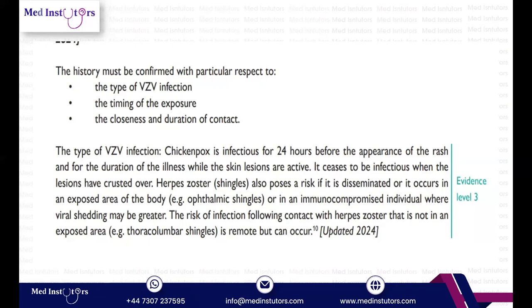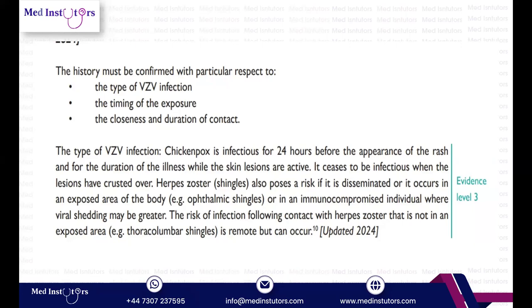So there are 3 conditions. One is when it is disseminated. Second, though it is localized, it is on an exposed part of the body. And third, when it is in an immunocompromised individual. All right, so that is important. 3 things to be remembered. However, the risk of infection following contact with herpes zoster that is not in an exposed area, like in the back, thoracolumbar, is remote, but it can also occur, right? So there are also chances, but fewer.